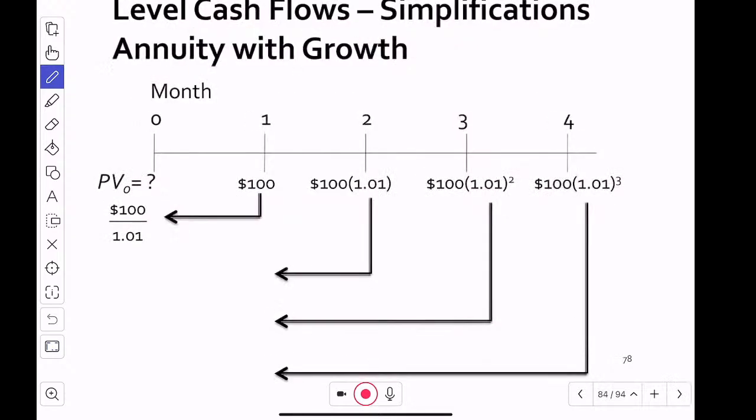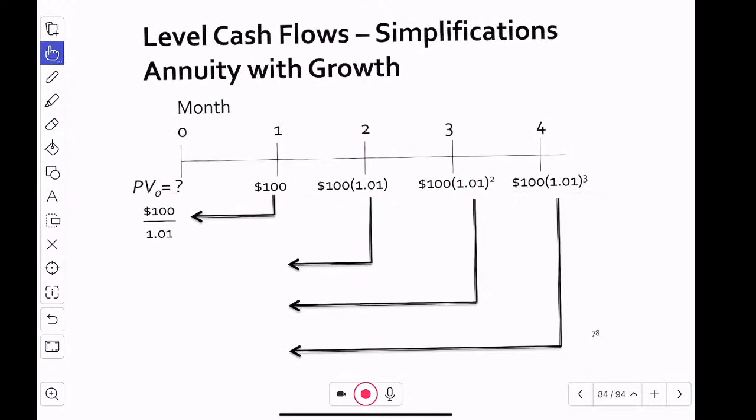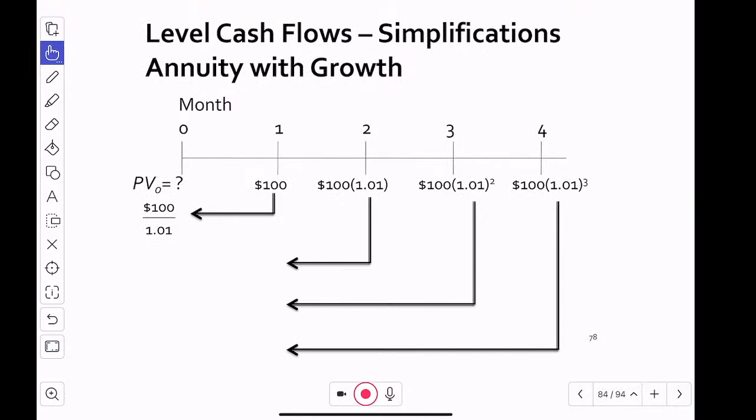But we can just derive our own. So here is the timeline. You'll see that a pattern will emerge by doing this. The first amount, 100, discounted one period, is 100 divided by 1.01. The next amount will be discounted 2 periods, and it would be 101 times the 1.01 growth factor, divided by 1.01 for 2 periods of discounting.